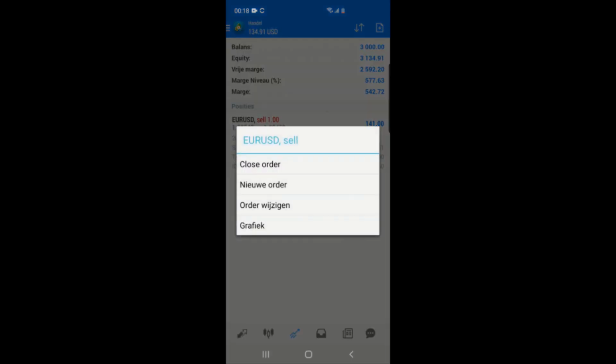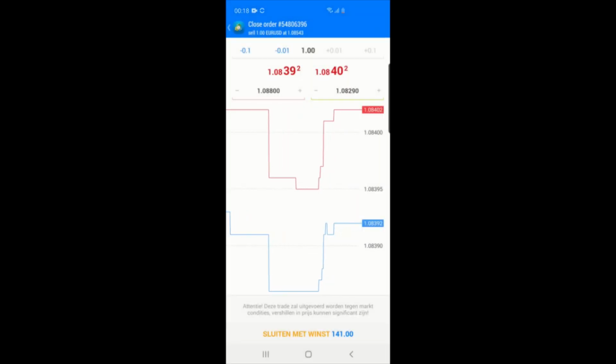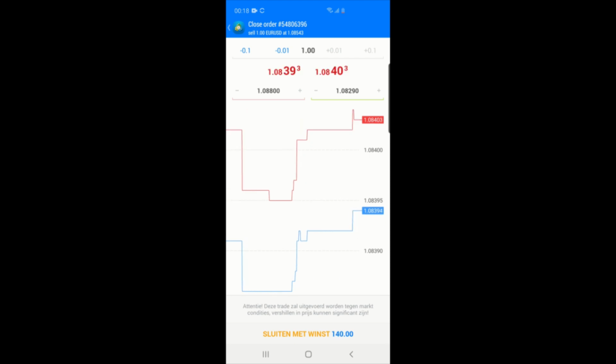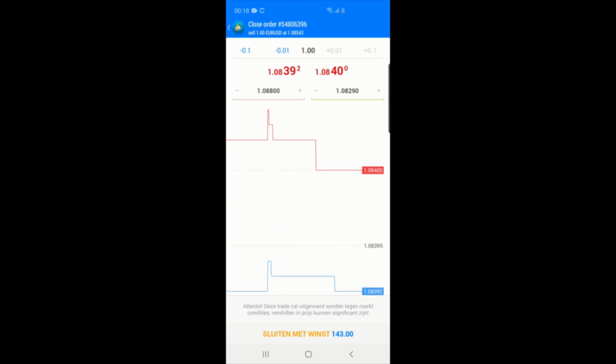We click on the trade and we select close order. Now at the top, as you can see, it says lot size 1.00. This is the whole lot size. So if we were to click on close trade now, it would close the whole lot size, so it would close the whole trade. But we do have the option to close a part of the trade.